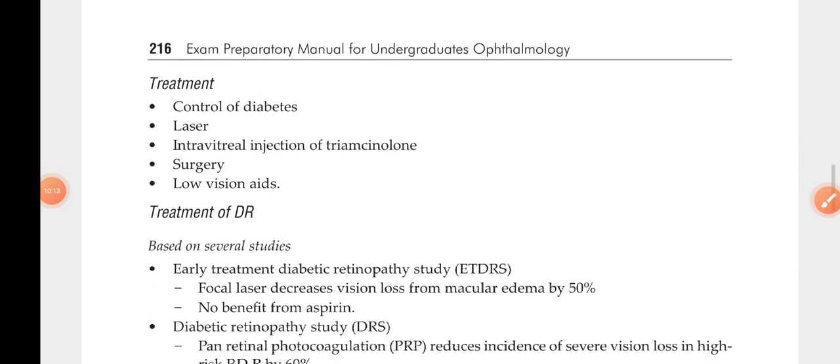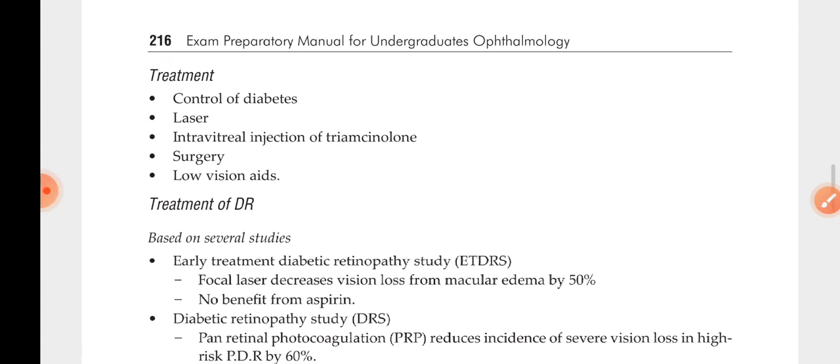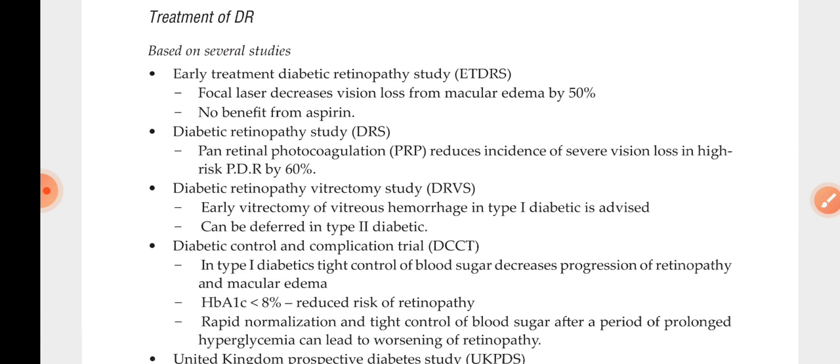On treatment, first control the diabetes. Next is laser, intravitreal injection of triamcinolone, a steroid. Next is surgery and low vision aids. Treatment of diabetic retinopathy is based on studies. Early Treatment Diabetic Retinopathy Study, ETDRS: we will do focal laser. Focal laser decreases the visual loss from macular edema by 50%. No benefit from aspirin.